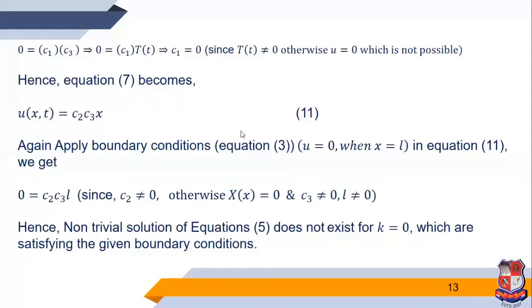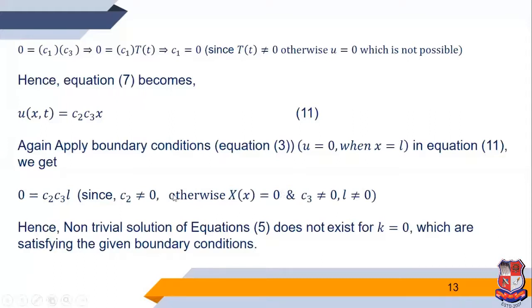Again we apply the second boundary condition. X is L implies u is 0 in equation 11. So 0 is equal to c2 c3 L. We know that L is not equal to 0. We can't consider c3 is 0. And if we consider c2 is 0, then this term is 0, that means X of x is 0. That means we can say c2 not equal to 0, c3 not equal to 0, and L not equal to 0.